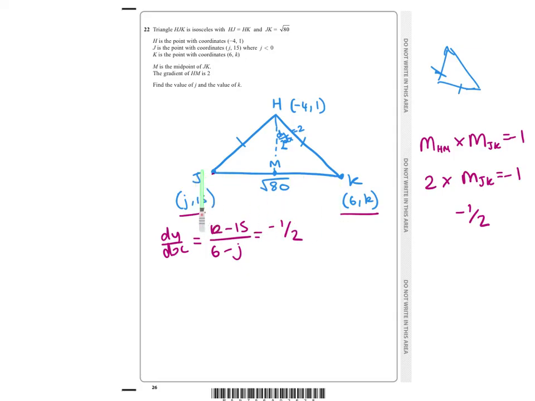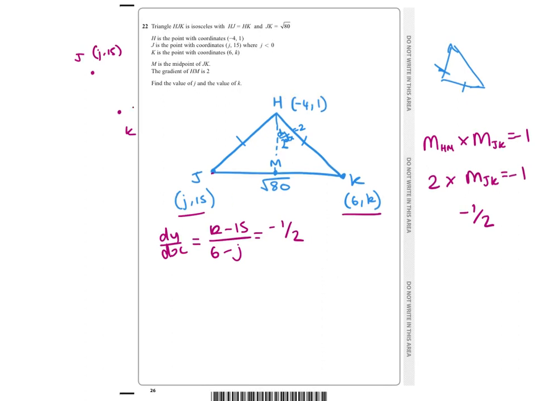Okay, and how do we find the length of a line? We do Pythagoras. So if you imagine this is my J and my K. Is that Ali? Okay, so I have my J is J15, and then I have my K is 6K here. Oh, Ali, can you hear me now? To find that length, we know that's root 80.